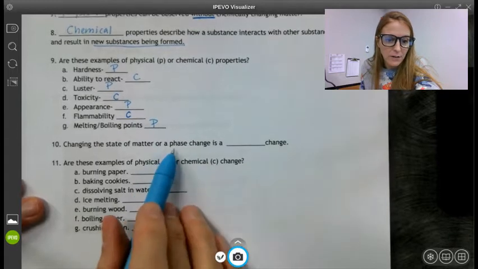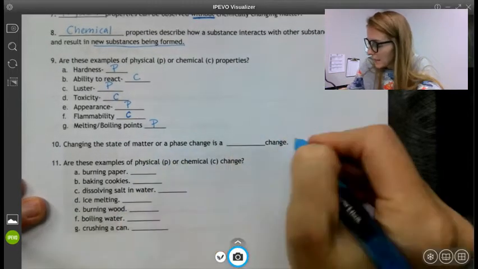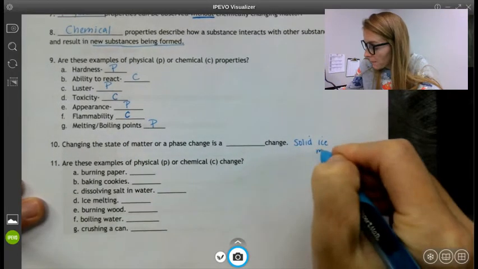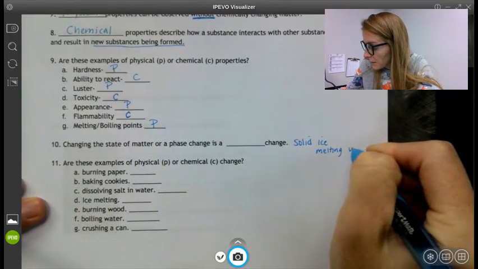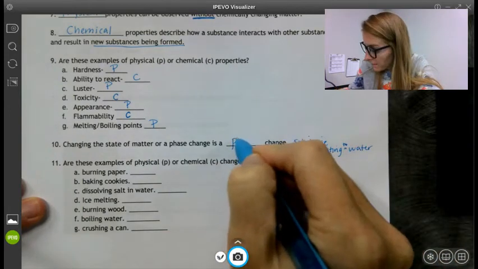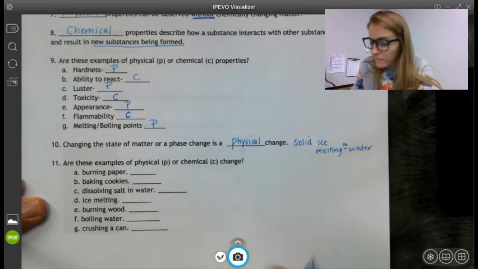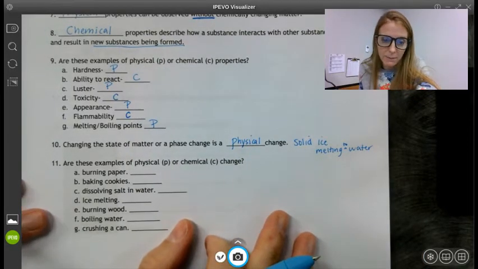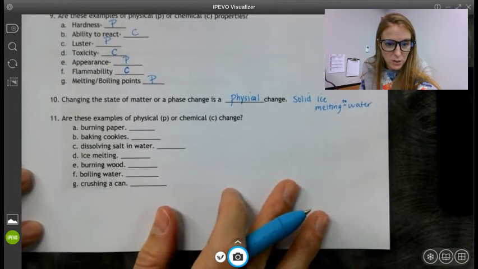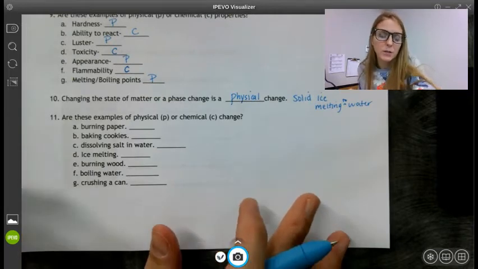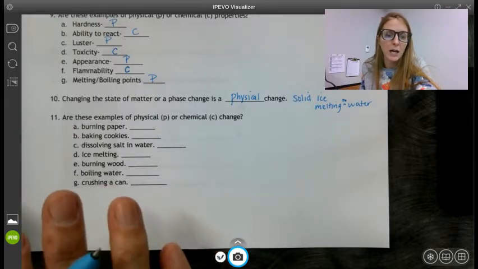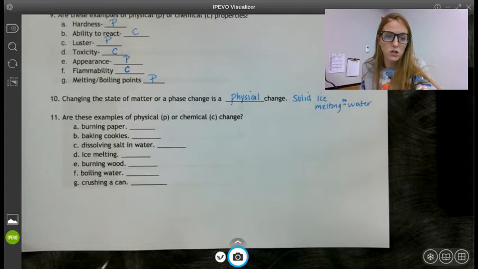Number 10, changing the state of matter, or a phase change. So like I said, like a solid, ice, melting, to water would be a physical change, because you're not changing what it is. It's still the same thing. It's still water. It's just gone from a solid to a liquid. Now the changes. So this is going to be, again, same idea. Physical is going to just change the look, and then chemical is going to change completely what it is. So you cannot get the item back once a chemical change takes place.